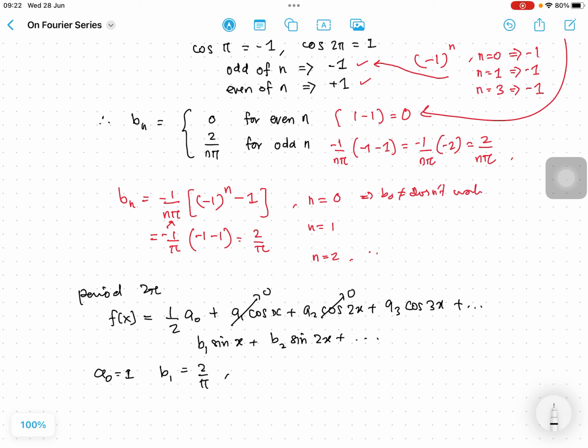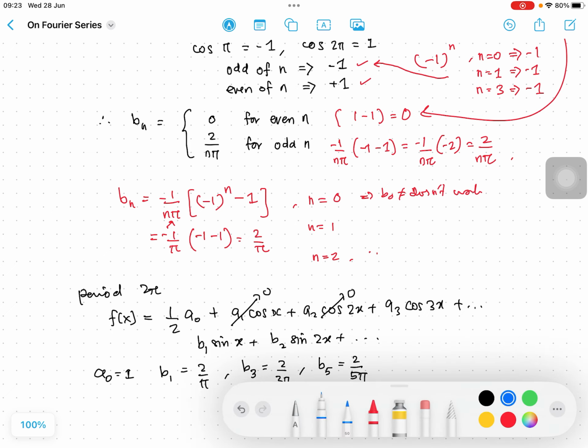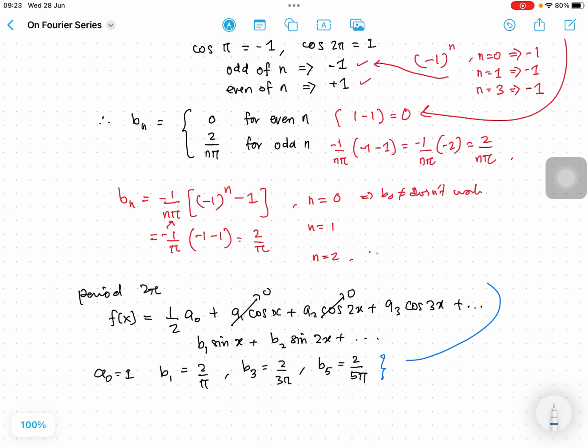And your b1 is equal to 2 over pi, you don't have b0. How about your b2? Only odd survive. So b3 is 2 over 3 pi, b5 is 2 over 5 pi. Where do I get this? It's from this part.